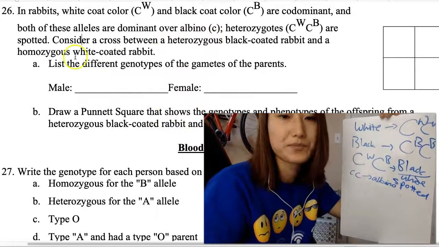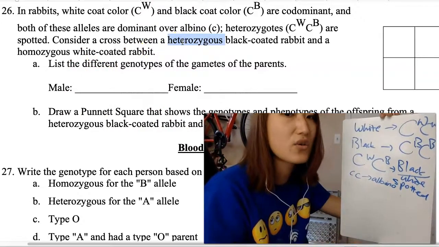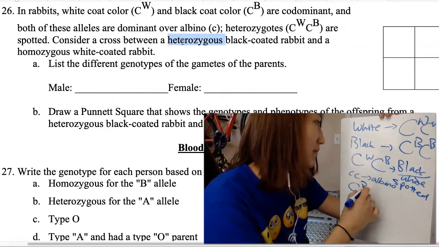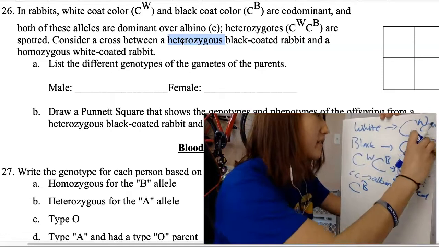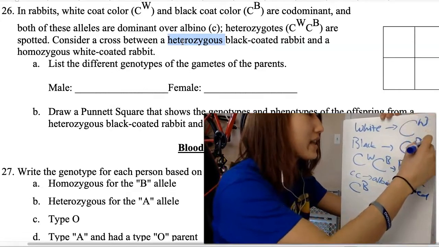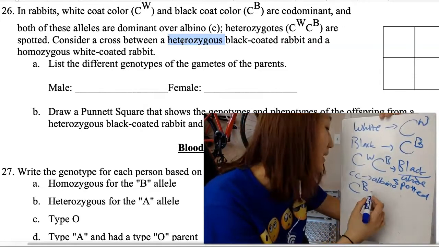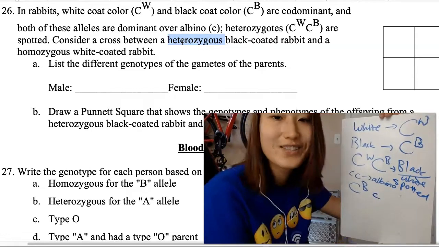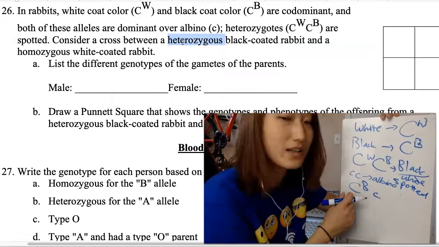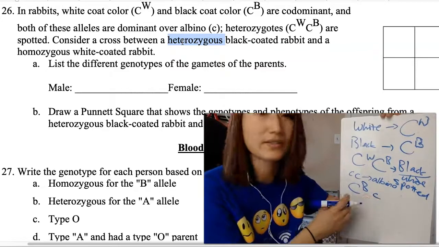Great. So right now we're crossing a heterozygous black coat, so it's already telling you that it's black coat, so you have to have CB. But then, it's heterozygous, so that means it can't be CB CB. That means it has to be CB little c. Oh my goodness! So that's heterozygous black coat, right? It's still black coat because you got this dominant black coat allele. But then it's heterozygous because it's mixed with a little recessive allele.